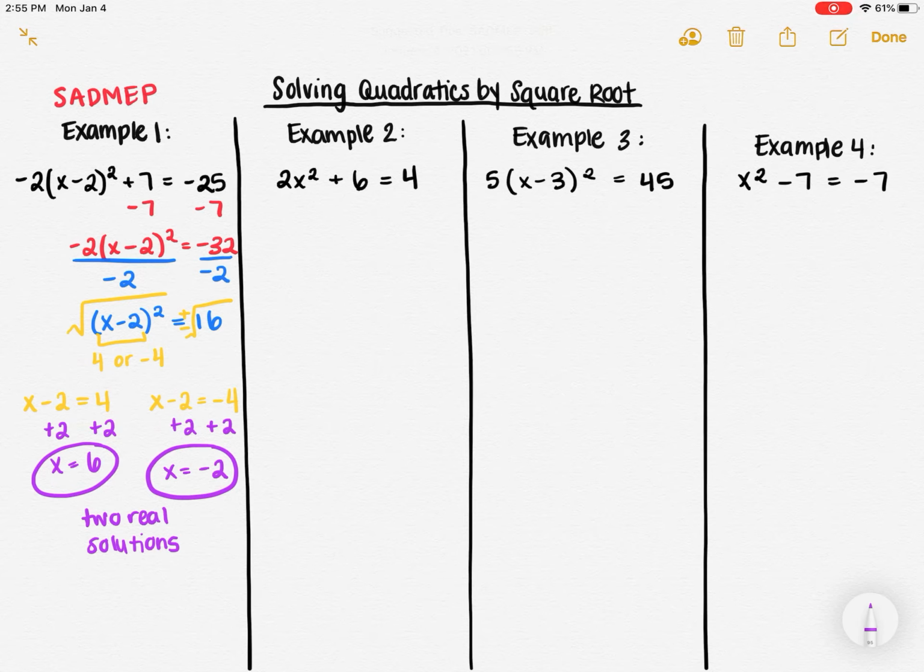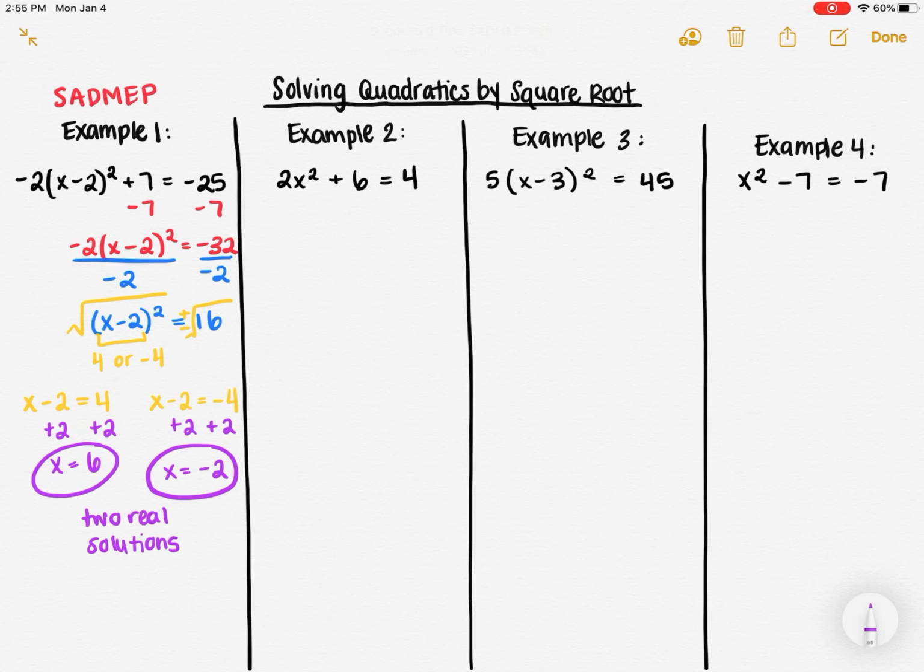So you always have to make sure you're finding all of the solutions. And so when you're taking the square root, you have to consider the positive possibility. In this case, that was +4 squared gives us 16, and the negative possibility, which in this case was -4 squared, also gives us +16. Now we'll remember that going forward.